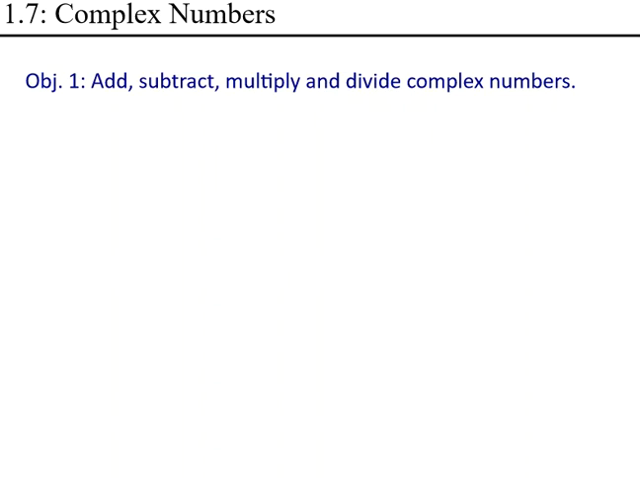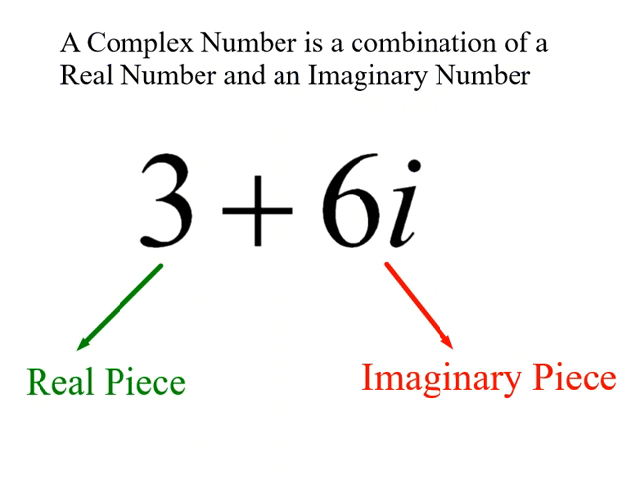Today we're going to look at complex numbers, and we're going to add, subtract, multiply, and divide complex numbers. First, let's take a look at what a complex number is. A complex number is a combination of a real number and an imaginary number. In this example here, I have 3 plus 6i, and 3 is a real piece, and 6i is an imaginary piece.